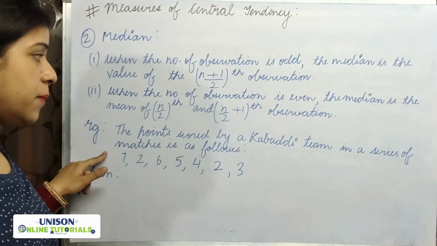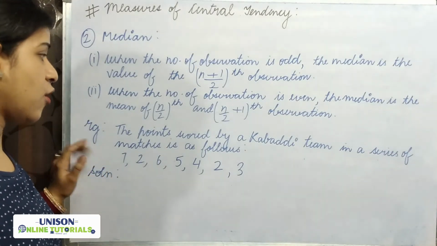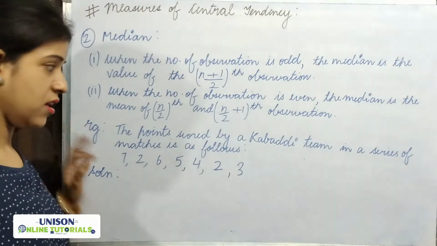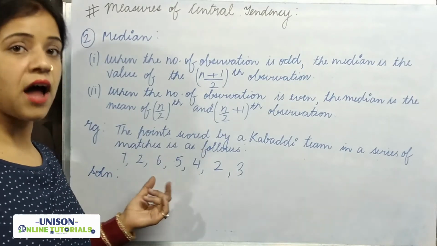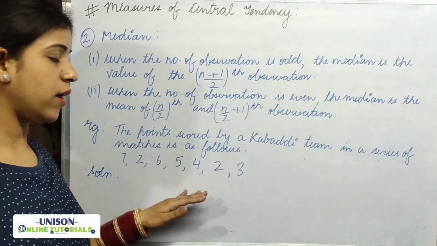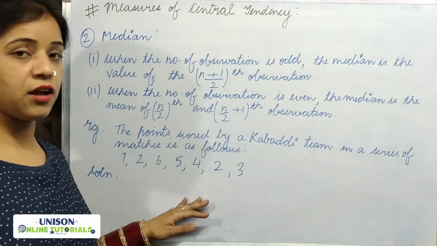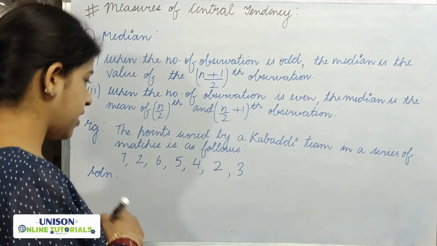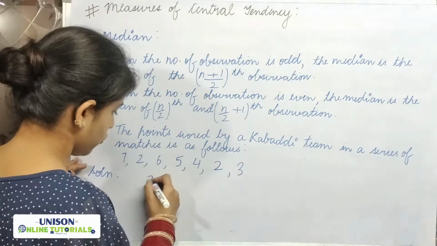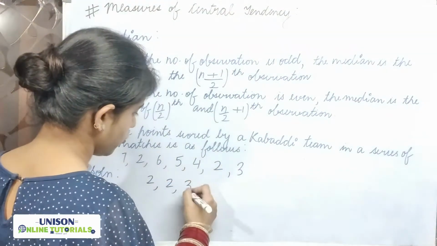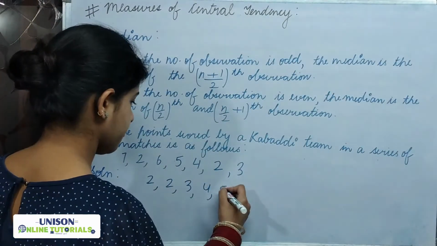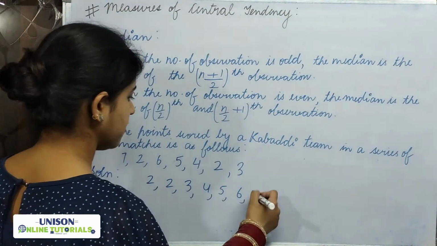The points scored by a kabaddi team in a series of matches is as follows. Here points are given to us, and in median, first we have to arrange this data in ascending or descending order. So I am arranging this data in ascending order: 2, 2, 3, 4, 5, 6 and 7.